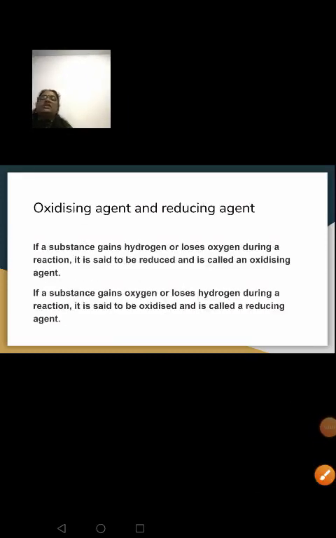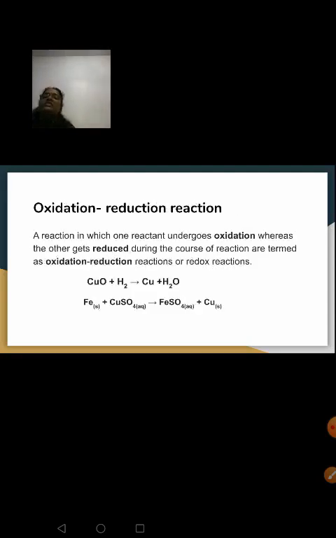Now let's learn about oxidizing agent and reducing agent. If a substance gains hydrogen or loses oxygen during a reaction, it is said to be reduced and is called an oxidizing agent. The substance that gains hydrogen or loses oxygen is what is called your oxidizing agent. And the substance that gains oxygen or loses hydrogen is your reducing agent. That means a substance that gains oxygen or loses hydrogen during a reaction is said to be oxidized and is called a reducing agent.